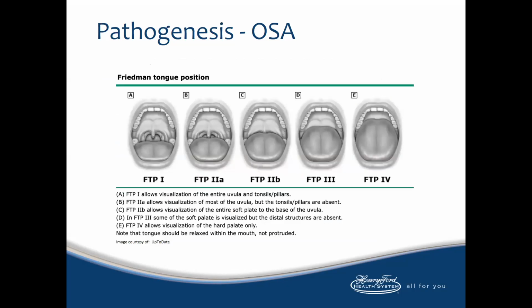Another value that can be used to compare on physical exam is the Friedman tongue position. It's similar, it does describe how well you can see that uvula and tonsillar pillars. So it's another tool to describe what you're seeing there. You can also evaluate the size of the tonsils from 1 to 4, with higher numbers meaning more tonsillar tissue in the back of the throat, where at 4, the tonsils are actually touching each other.